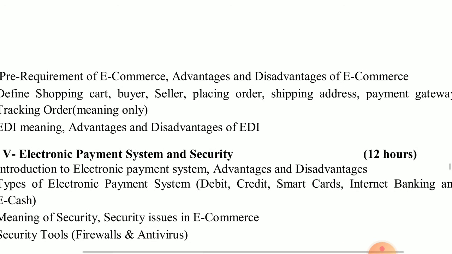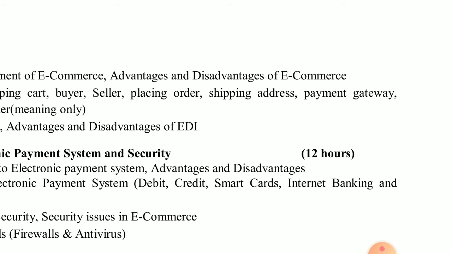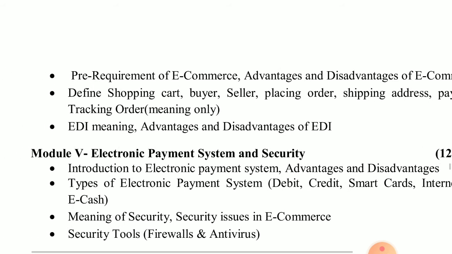Then shipping address. Shipping address means up to where your product comes, so that shipping address you can see. Then payment gateways means how you pay the money. If you buy anything online, how to pay. If you want to give the cash when the delivery boy comes to your home, if you pay the cash at that time, that's called cash on delivery. Using a debit card you can pay, using a credit card, otherwise internet banking, through these payment gateways you can pay the money.